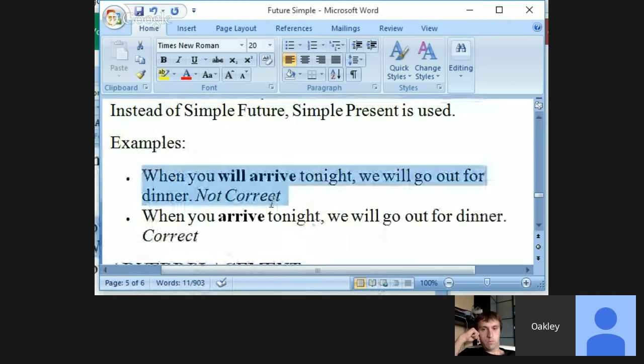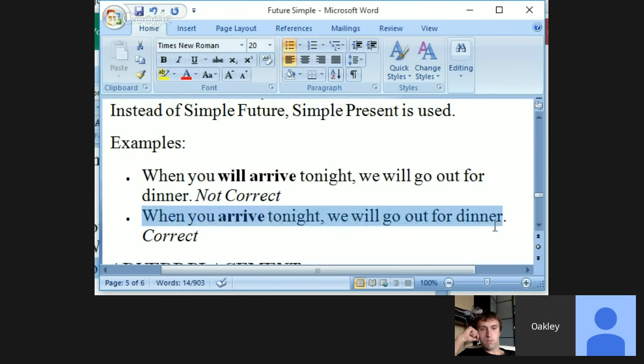I hear language learners do this all the time too. "When you will arrive tonight, we will go out for dinner." Very common mistake. Don't do it. It sounds very strange for native speakers. So this is the correct way to do it: "When you arrive tonight, we will go out for dinner."